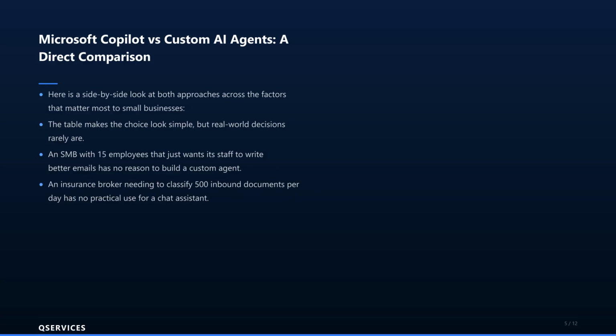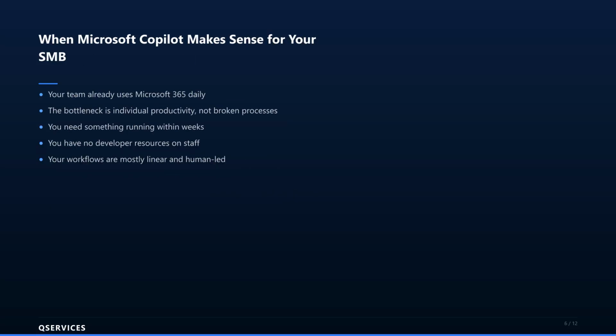The table makes the choice look simple, but real-world decisions rarely are. An SMB with 15 employees that just wants its staff to write better emails has no reason to build a custom agent. An insurance broker needing to classify 500 inbound documents per day has no practical use for a chat assistant. When Microsoft Copilot makes sense for your SMB, Copilot earns its keep in specific situations.